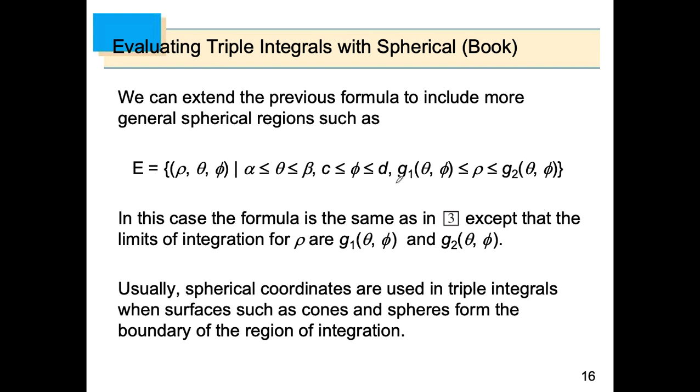Notice here that theta is constant, phi is constant, but rho is defined by a lower function in terms of theta and phi up to an upper function in terms of theta and phi. That can happen, and be ready. But once again, this seemingly more complicated triple integral many times ends up becoming a much simpler computation.